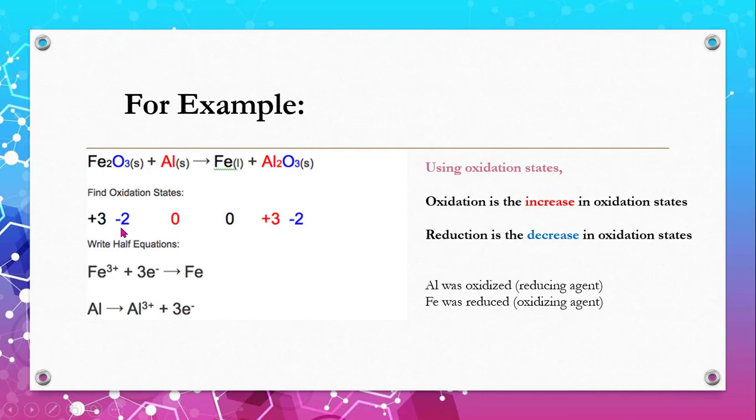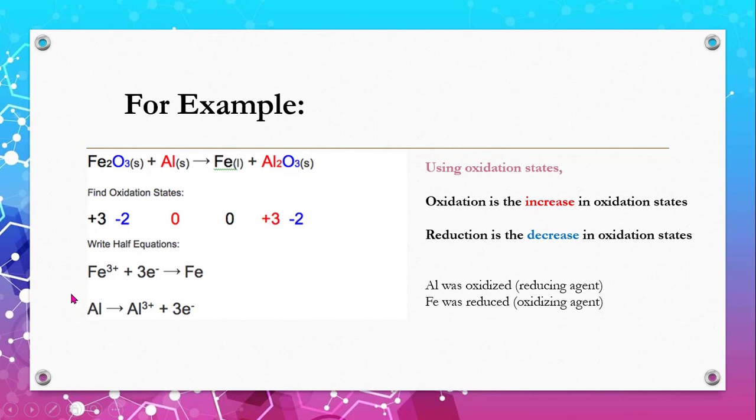If you look at the oxidation state of oxygen, you'll see that there's no change, right? And now for aluminum, the change, it went from 0 to +3. So there was an increase in oxidation number or oxidation state, right? So oxidation is the increase in oxidation state. So once you see this change, this would signify that aluminum was oxidized. Once it has been oxidized, it will be regarded as the reducing agent, all right?